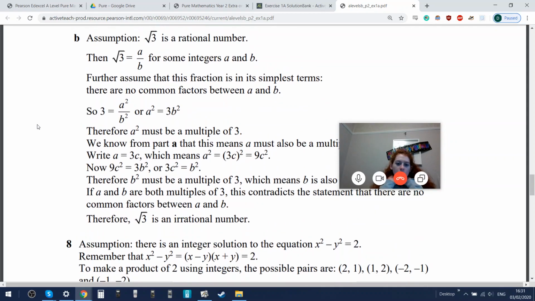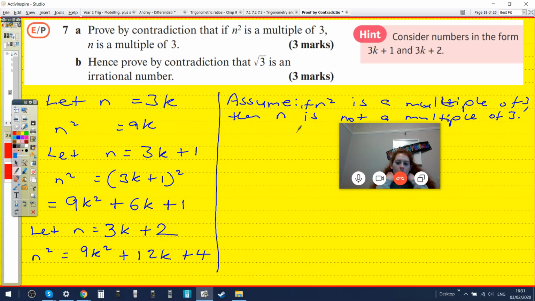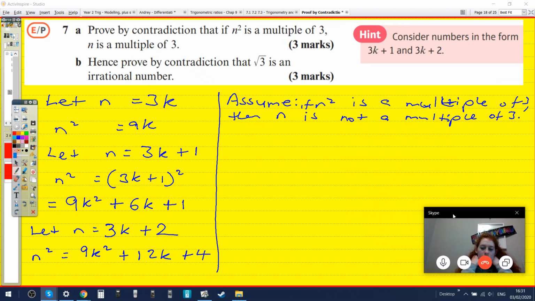Oh, this is kind of like proof by exhaustion. We just tried all possibilities. So the numbers that are not multiples of 3, there's only 2: 3k plus 1 and 3k plus 2. We tried them both. Neither of them gave us a multiple of 3, and so no such number exists.